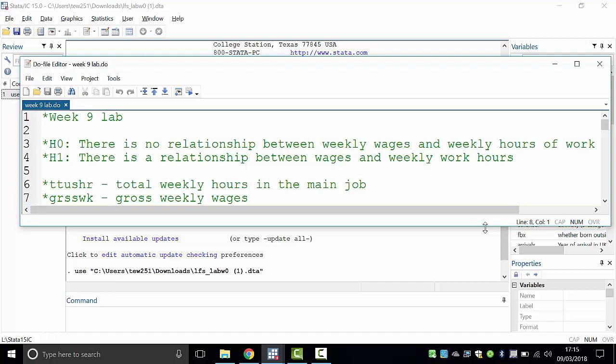Now, this hypothesis test is basically our aim. We aim to test this hypothesis, but in between we have to do a few intermediate steps. For the analysis, we'll be making use of these two variables, TTUSHR and gross weekly wages. I just defined them here for your information.